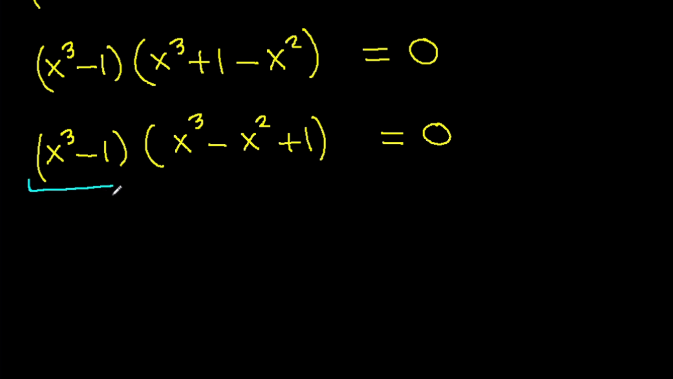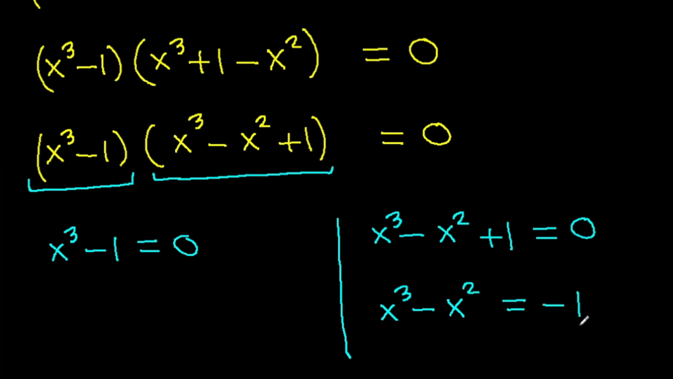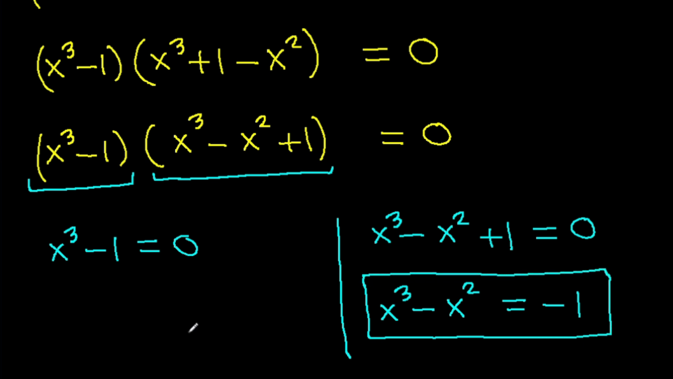So x cube minus 1 can be 0, and x cube minus x square plus 1 can be 0. So x cube minus x square will be minus 1, and here x cube will be equal to 1.